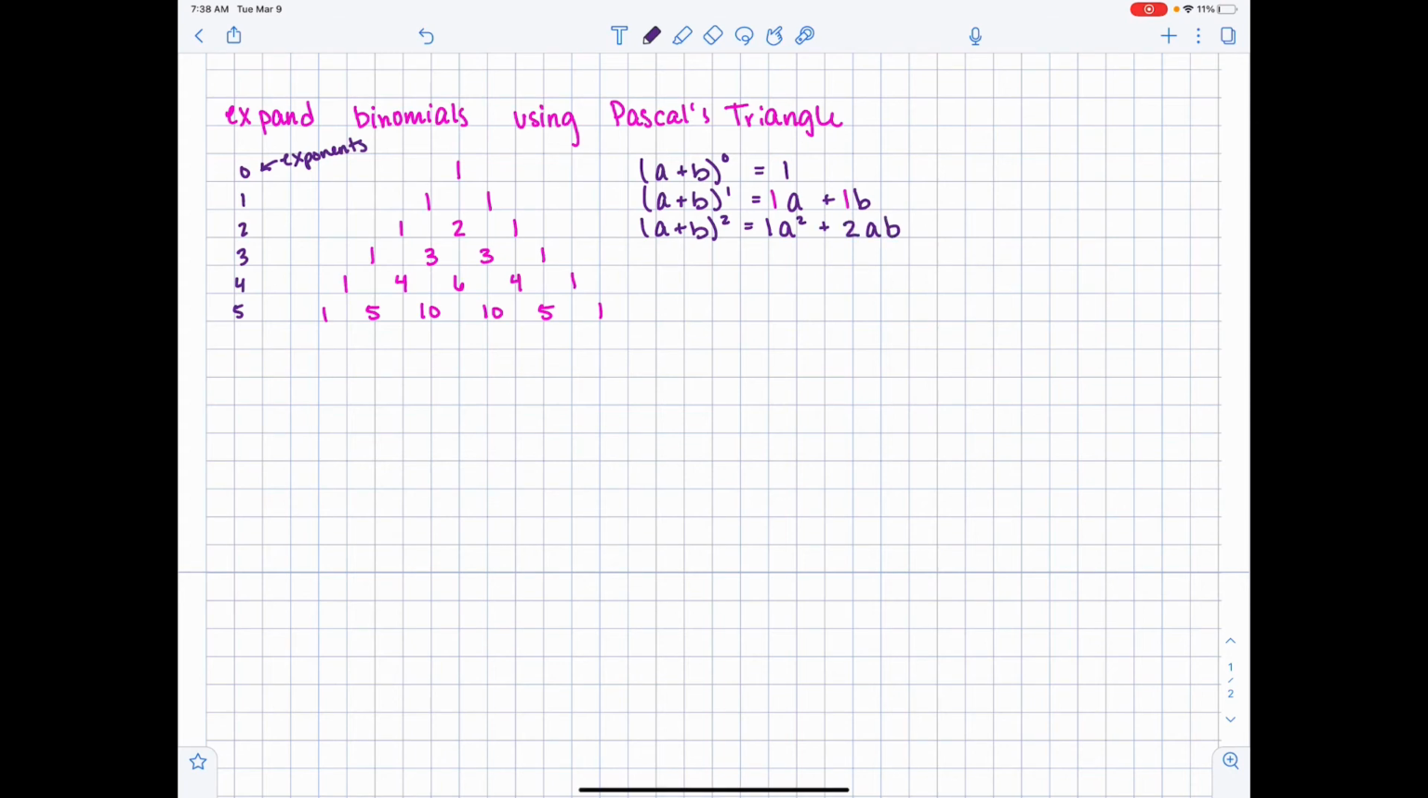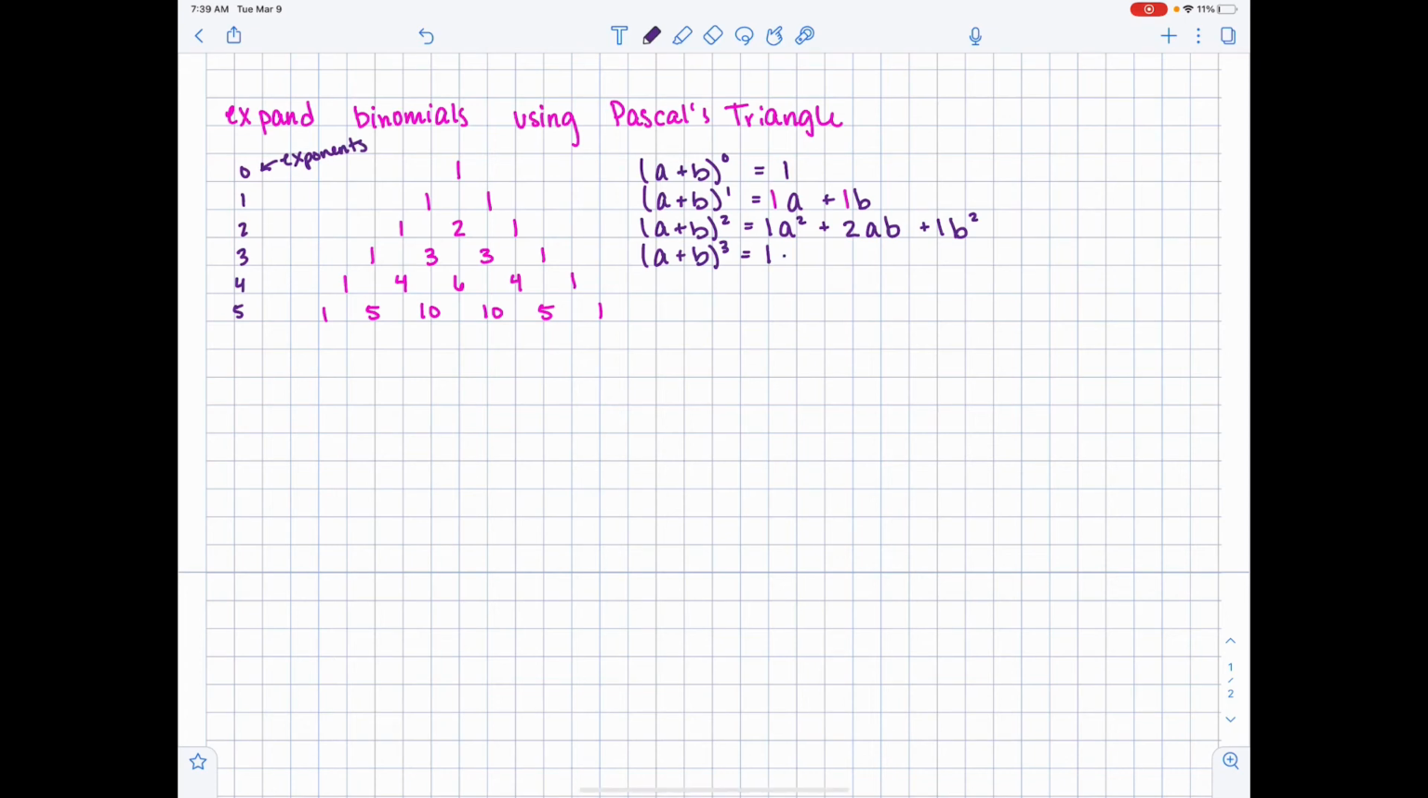So the a went down by 1 exponent, the b went up by 1 exponent, plus 1b squared. All right, now again, the a went down and the b went up in exponents. So this happens again with ab cubed. So our coefficients are going to be 1, 3, 3, and 1.